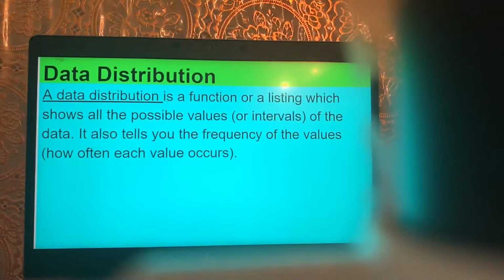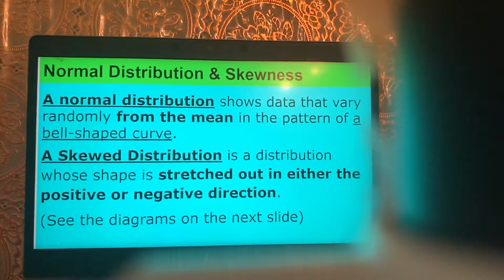Okay, data distribution is a function or a listing which shows all possible values or intervals of the data. That is, you have the data values and how often each value is occurring, meaning the data value in terms of frequency. This is called just data distribution. There are 2 types of data distributions. Basically, a normal distribution shows data that vary randomly from the mean in the pattern of a bell-shaped curve. A skewed distribution is a distribution whose shape is stretched out in either the positive or negative direction.